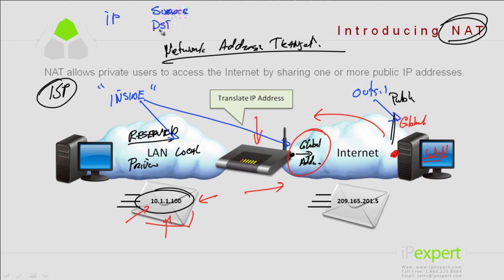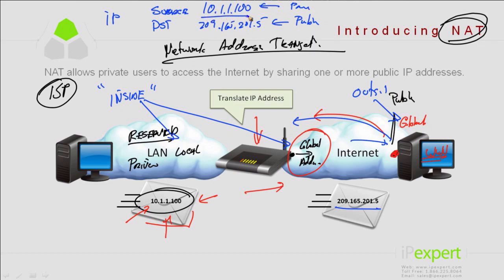So in this scenario, my source IP address was going to be 10.1.1.100. My destination IP address is going to be 209.165.201.5. Now the problem is this is a public address, but this is a private address. So if this device tries to send me my response back, it's not going to know how to reach this address. That's where network address translation comes in.